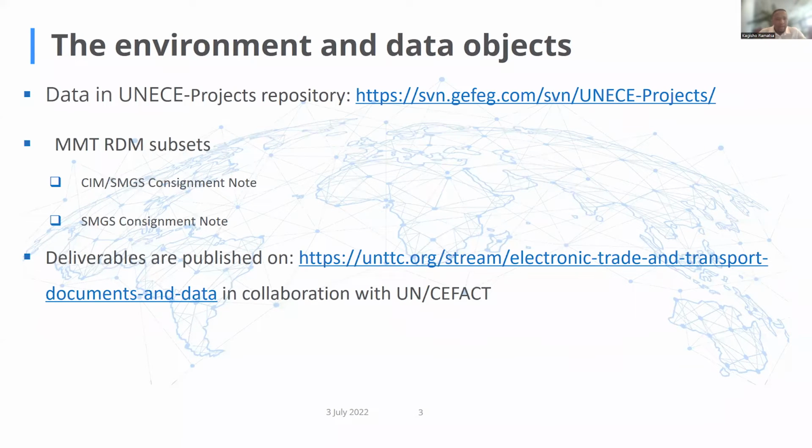The environment is a data repository called UNECE projects, accessible through the link that is provided here on this slide. The data objects are the SMGS and SMGS consignment node, which are the subsets of the MMT RDM to be used for the purpose of the demonstration. The deliverables are published on the UNTTC website from this link, which are in this case the XML schemas that we will be generating and going through together. And these are published in collaboration between the UNECE and the UNECE.